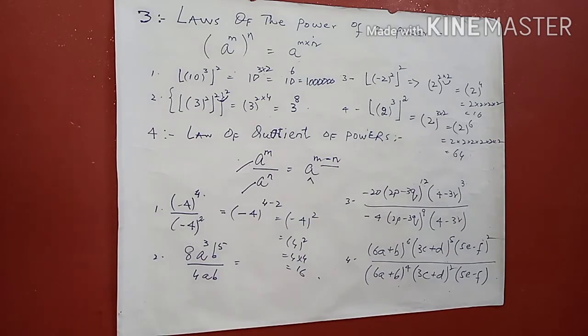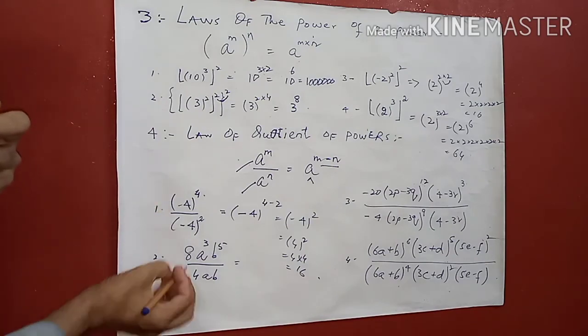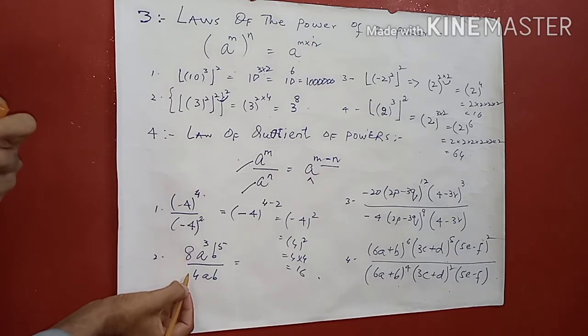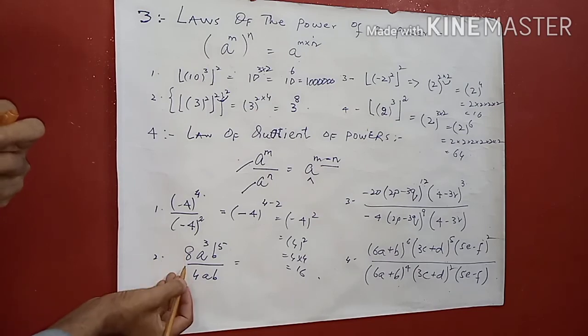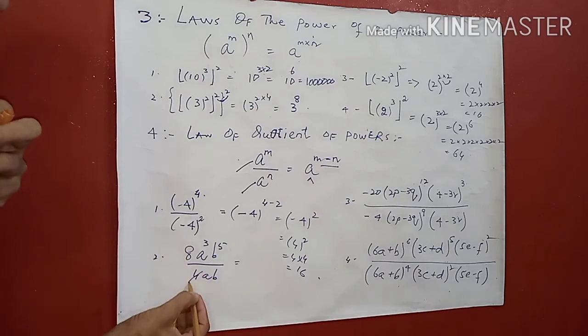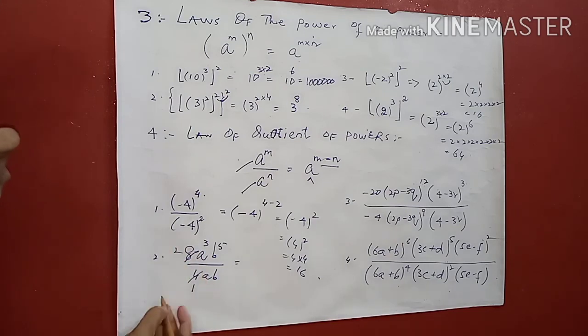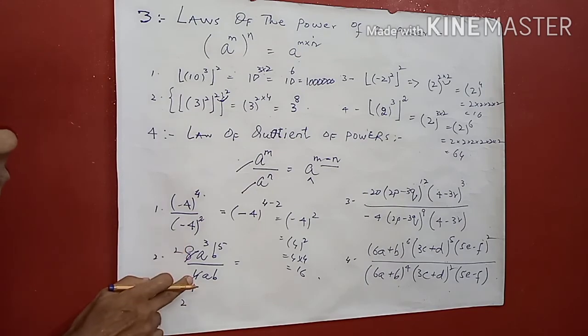Now come to question number 2. In this quotient, in the numerator we have the value 8 and in the denominator we have the number 4. Both numbers are multiples and come in the same table of 4. Therefore, 4 ones are 4 and 4 twos are 8. The first step is that we divide 8 by 4 and the answer is 2.